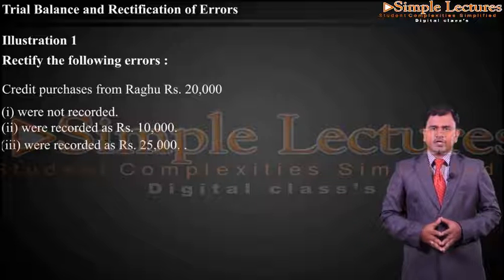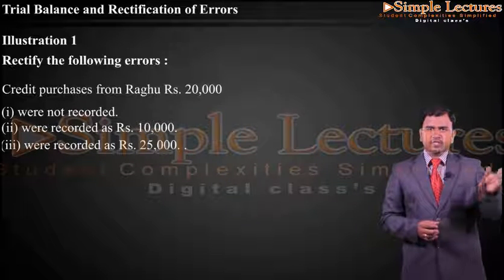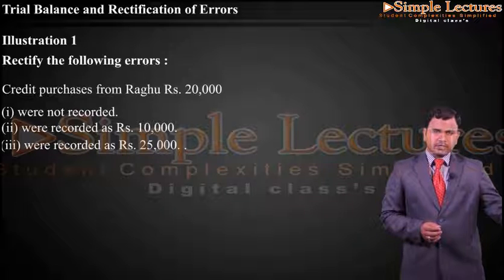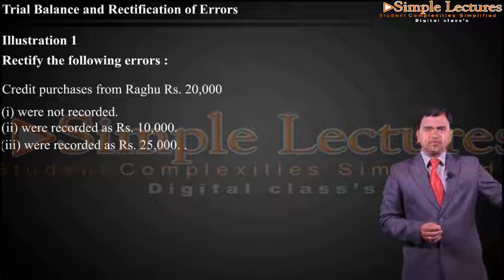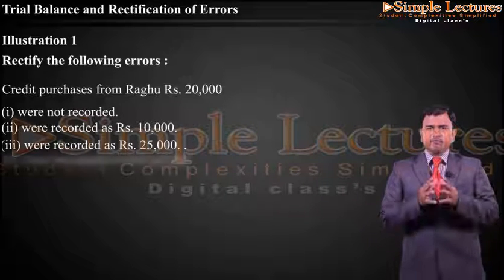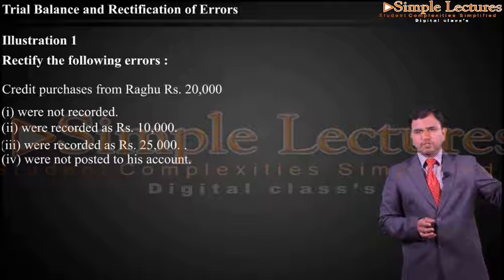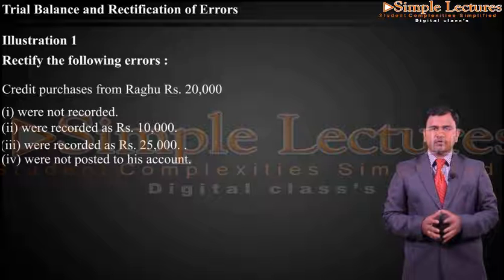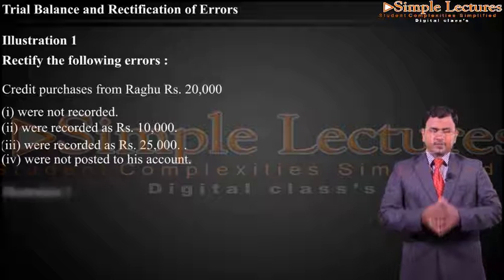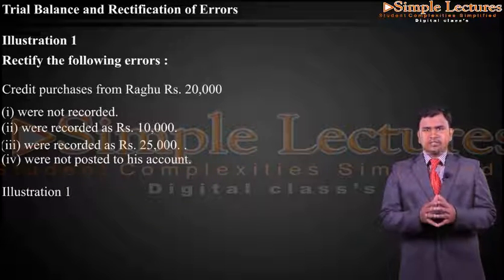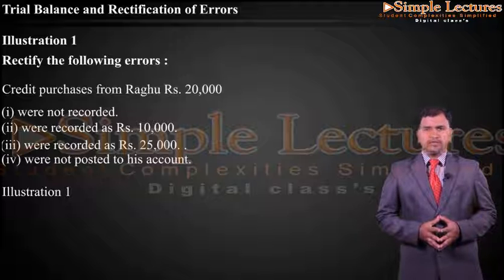Then it was recorded as 25,000. So credit purchases were 20,000. If it is recorded as 25,000, what would be the entry? And it was not posted to his account. So when coming to the purchases, if it is not posted to his particular account, what will be the impact on the entry? Let us take one illustration now and see how to rectify the following errors.